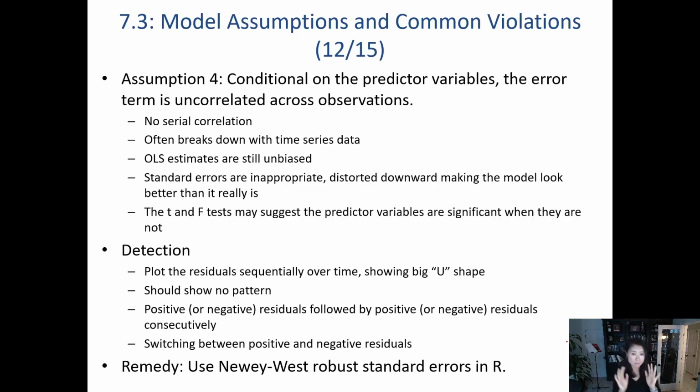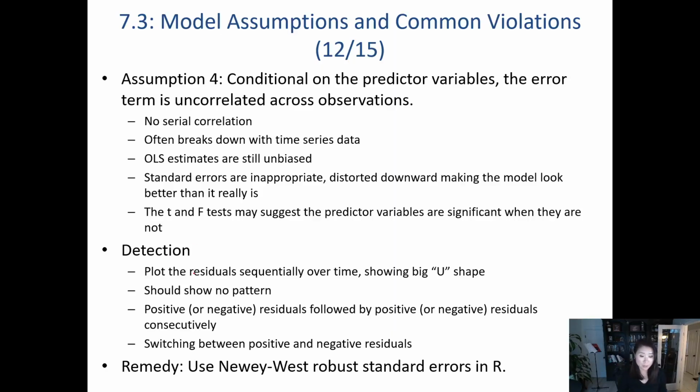But make sure you know that when you run the multiple linear regression model, we don't want to have serial correlation. When we have serial correlation, our standard errors are inappropriate. That means our F and t tests that are testing the significance are no longer reliable. So how can we test if we have this kind of problem?